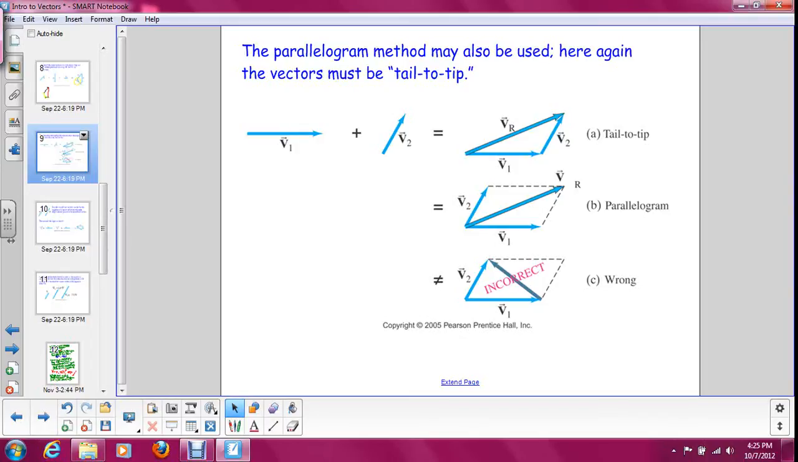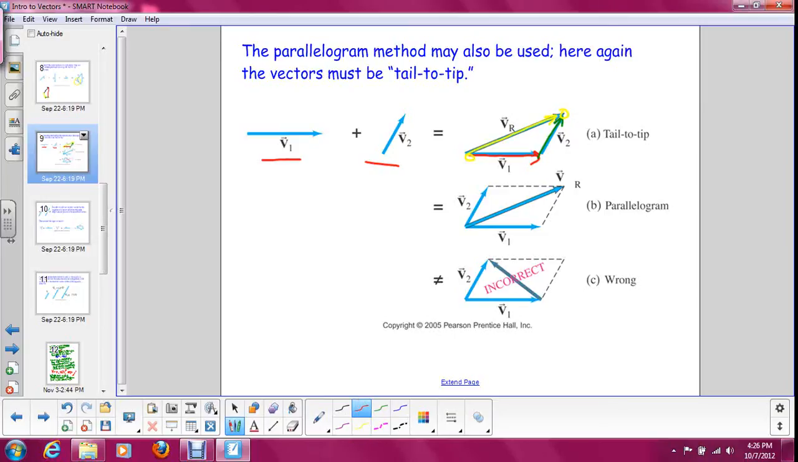On top of the tip to tail method, there's the parallelogram method, which definitely is not my favorite, but it's possible. You can do it this way. So the tip to tail method, if we were to add V1 plus V2, is we draw V1, and then the tail of V2 goes to the tip of V1, and our resultant is from the tail of where we start to the tip of where we end, and it looks like this.